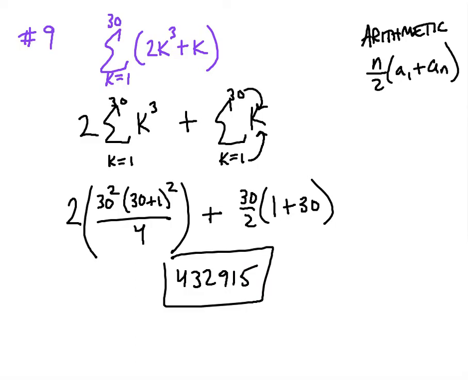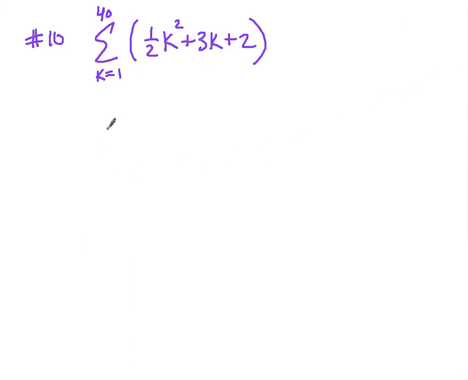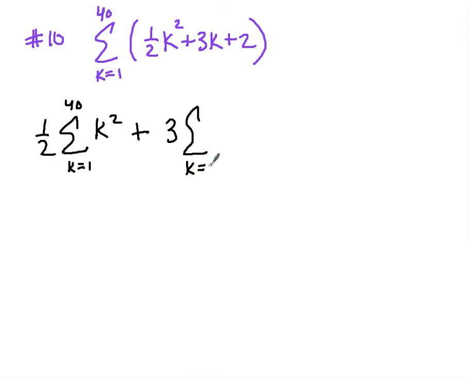Okay, and then the last problem is number 10, and I'm going to do the exact same thing. I'm going to break each of these terms up with their own summation symbol. The constant that we're multiplying by is going to get put out in front. So I'll do 1/2 times the summation from 1 to 40 of k squared plus, and then this 3 is going to go out in front, 3 times the summation from 1 to 40 of k plus the summation from 1 to 40 of 2.